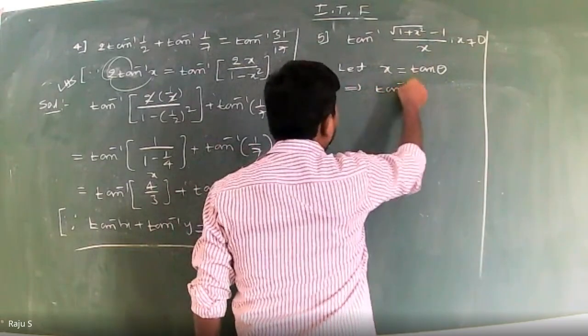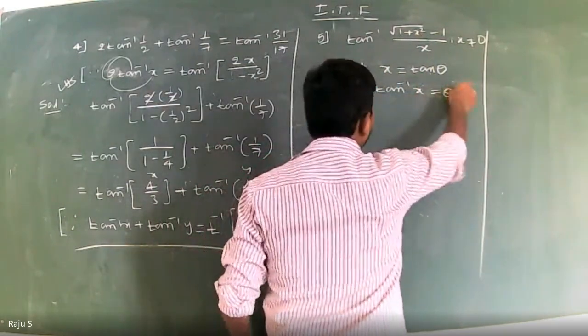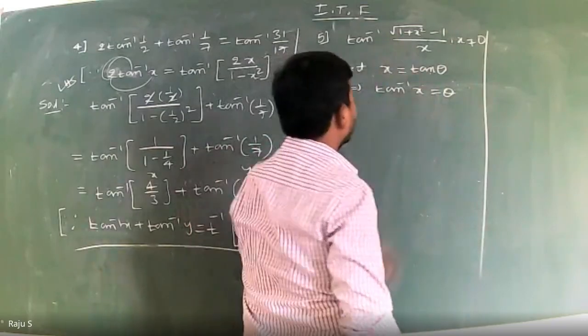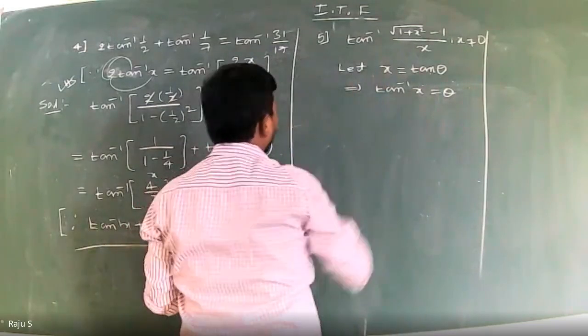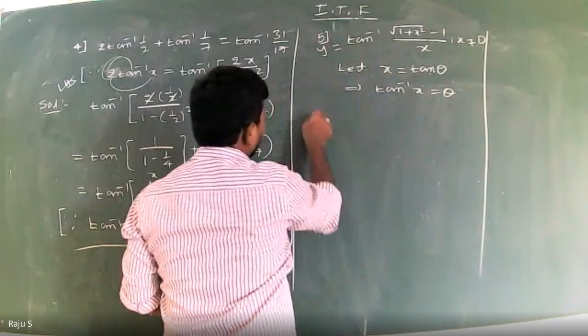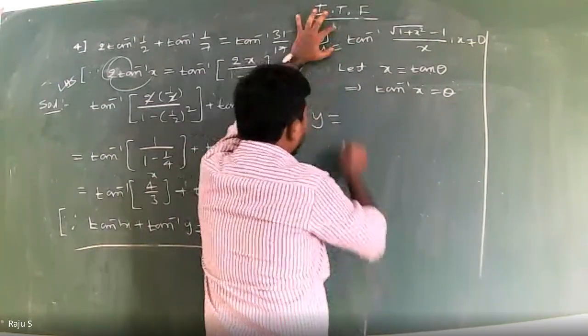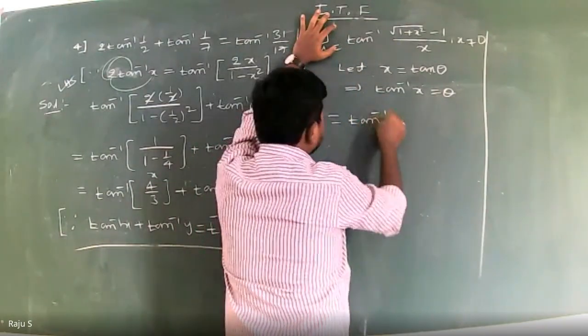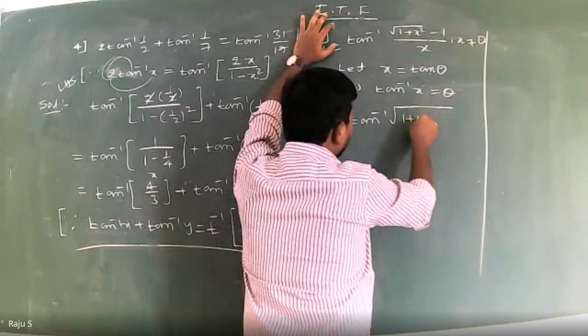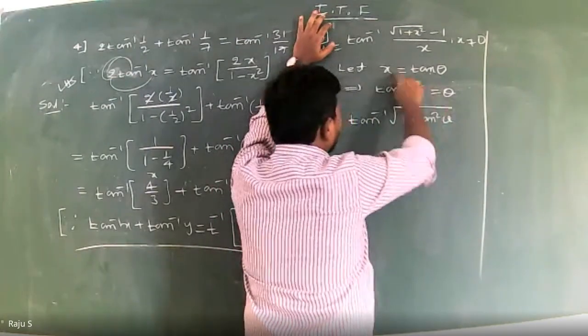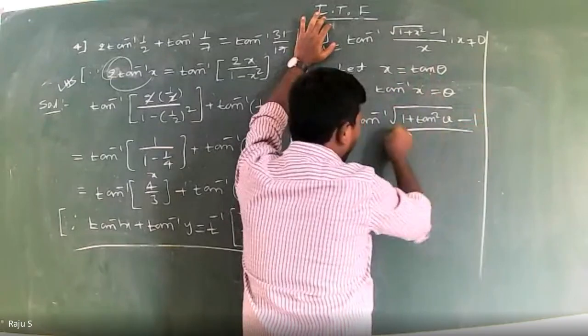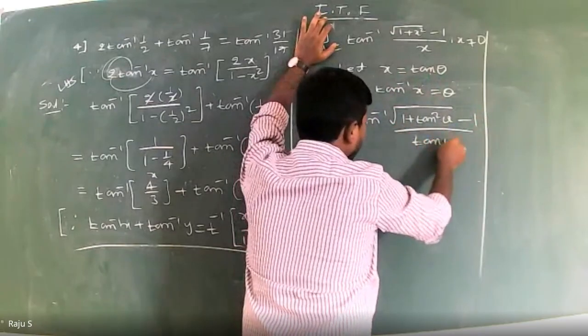Take the left side: tan inverse x is equal to theta. Just remember, substitute in place of x. Let us take this as y. Y is in simplest form: tan inverse of the square root of 1 plus tan square theta, because I have taken the x value as minus 1 by tan theta.